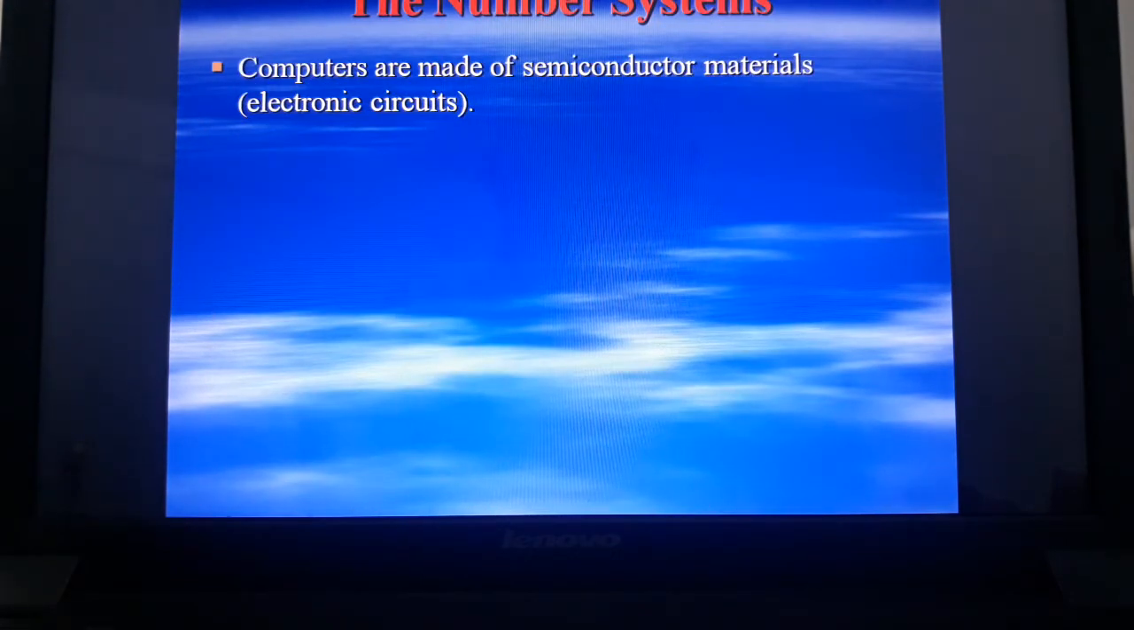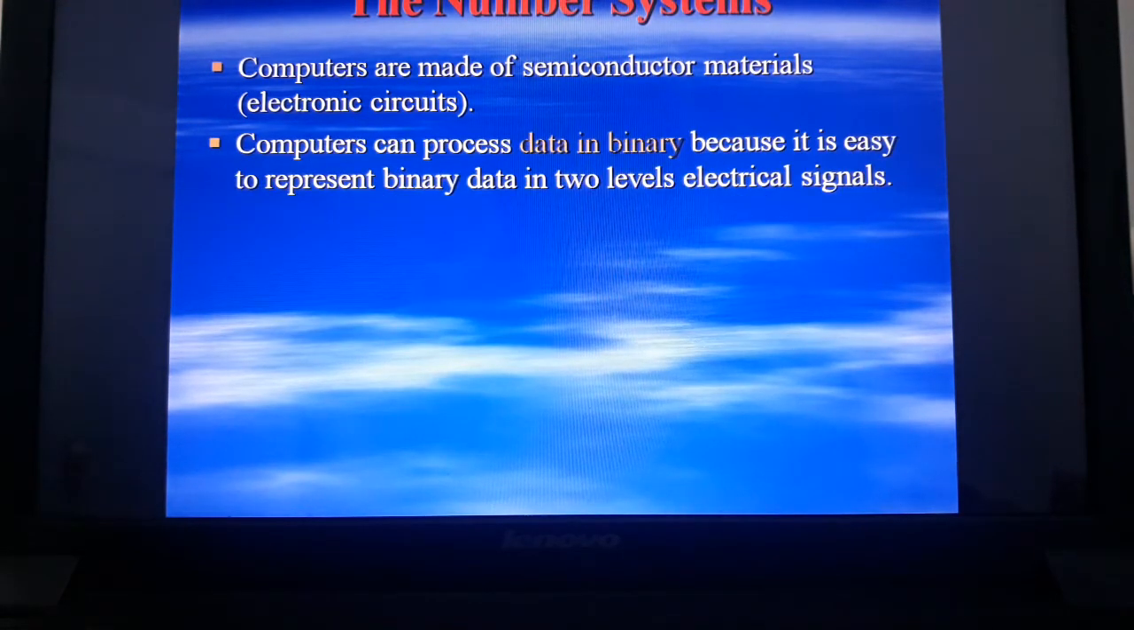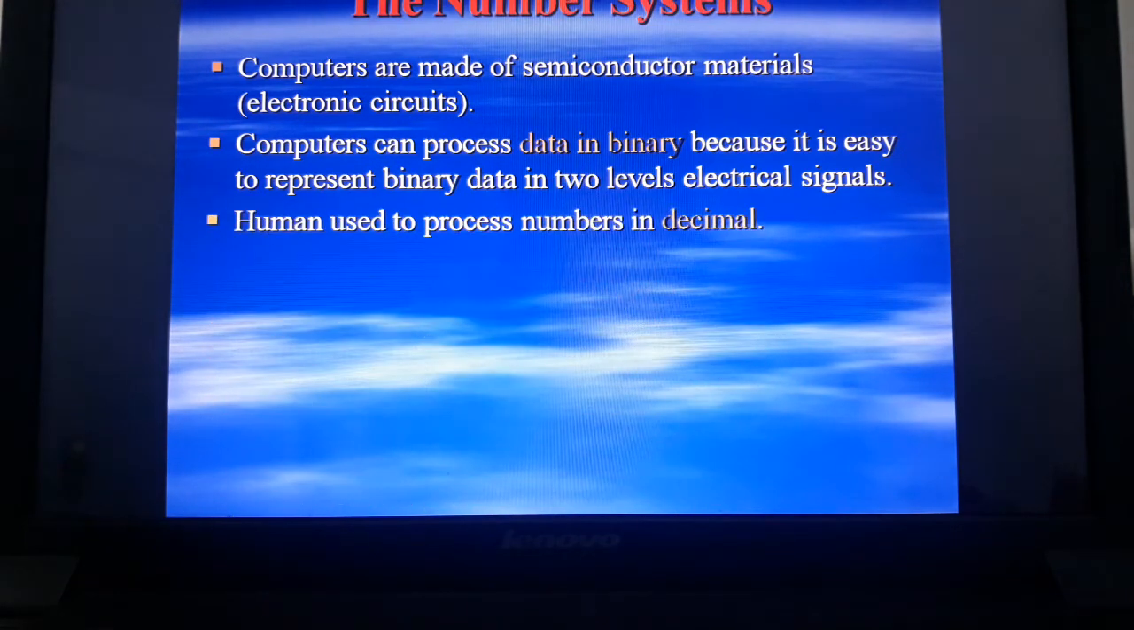Computers are made of semiconductor materials, i.e. electronic circuits. Computers can process data only in binary system because it's easy to represent binary data in two levels electrical signals.